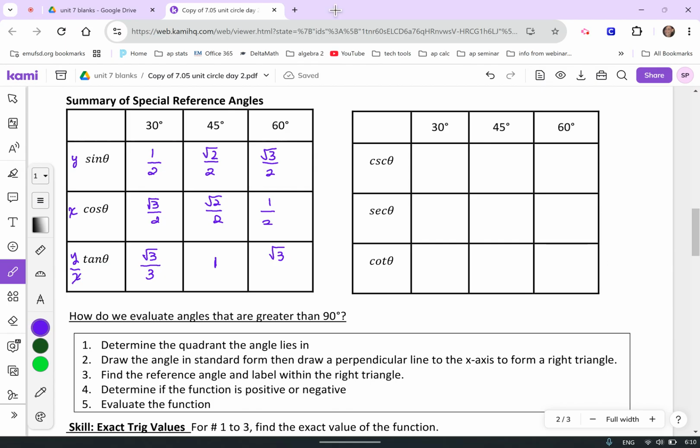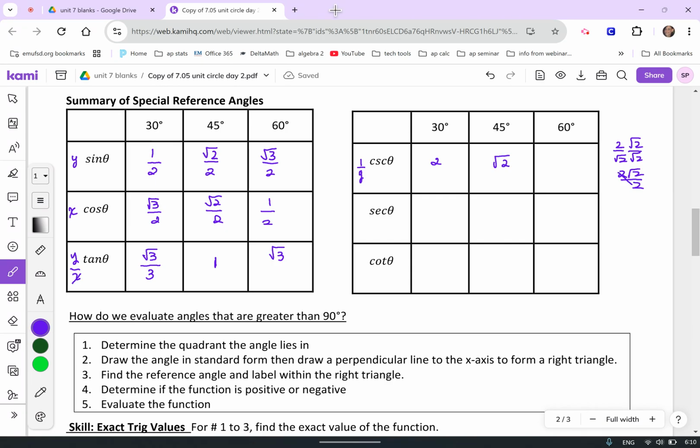To get the reciprocal chart, remember, cosecant is 1 over sine, or the reciprocal of sine, so it's 1 over y. And so you can go ahead and just flip all of these. So this is 2, and cosecant of 45 would be 2 over rad 2. And if you rationalize, you get 2 rad 2 over 2, which is just rad 2.